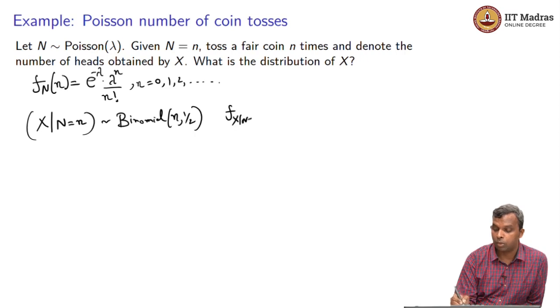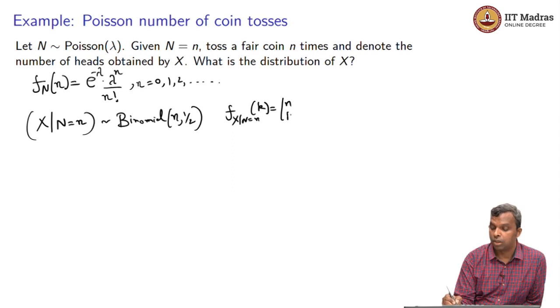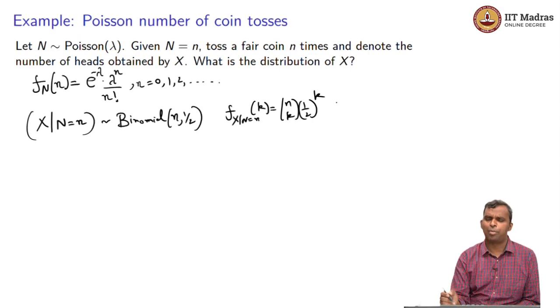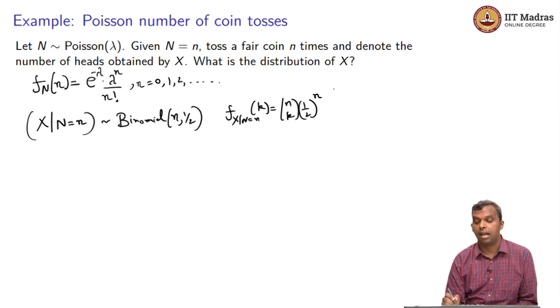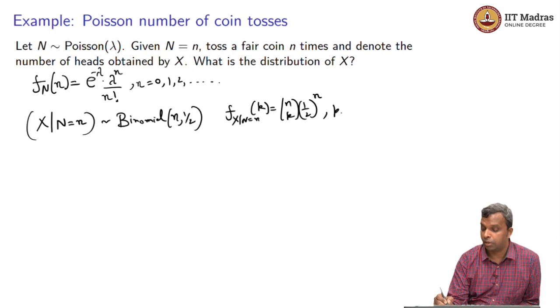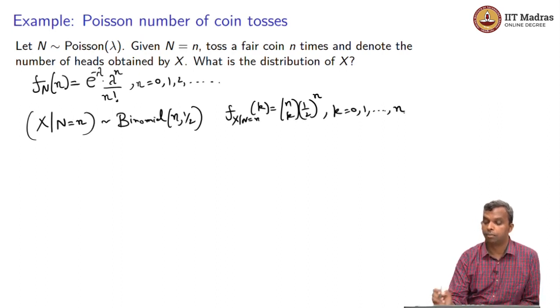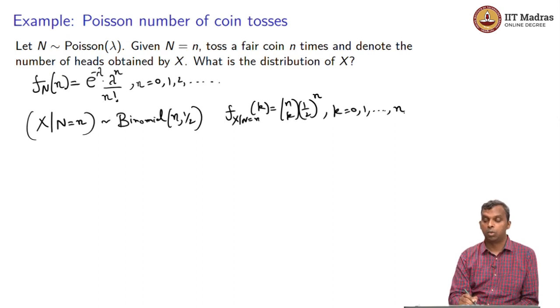F of X given N equals n, of let's say k, is n choose k times half power k times half power n minus k, that is just half power n. So, if you want, you can write it down fully. It's half power k times half power n minus k. I can add it all up and write it as half power n. And this k will go from 0 to n. This is what it is.